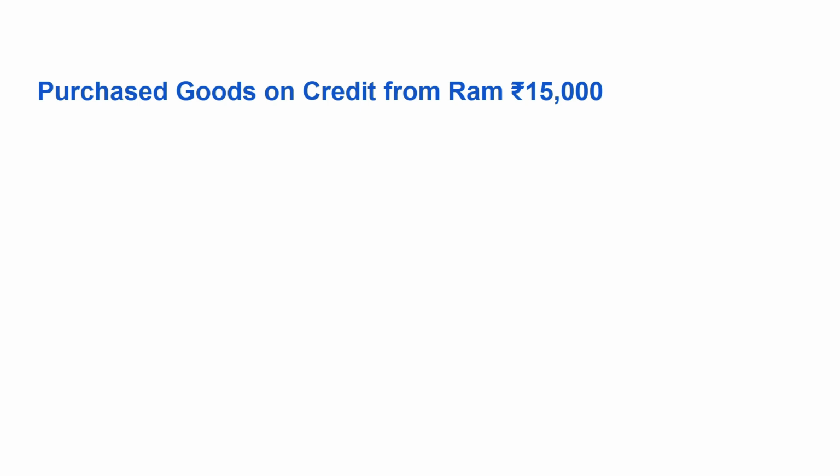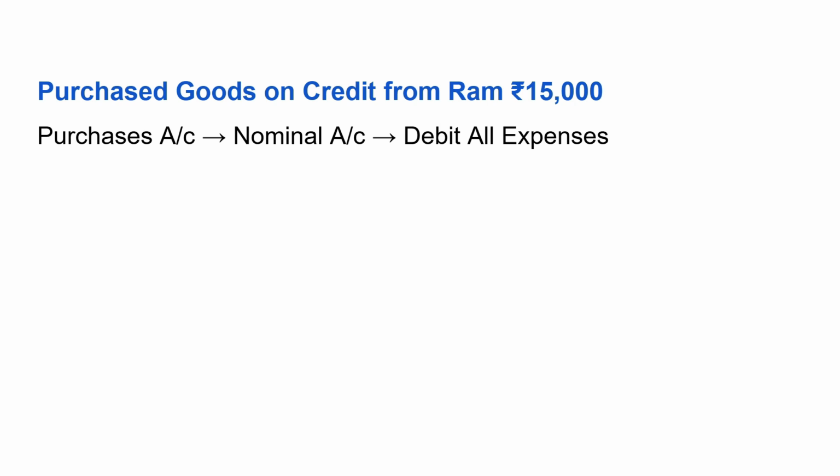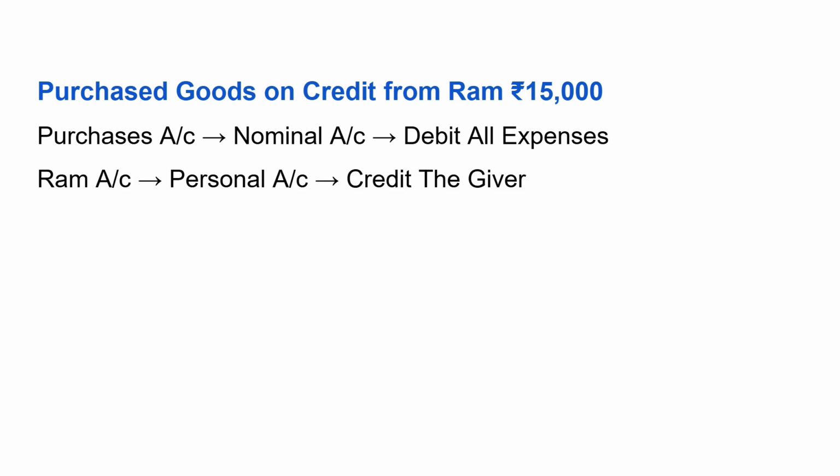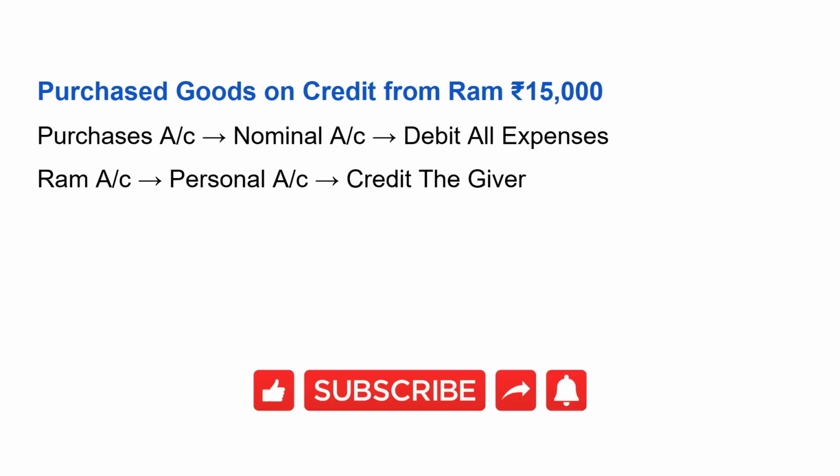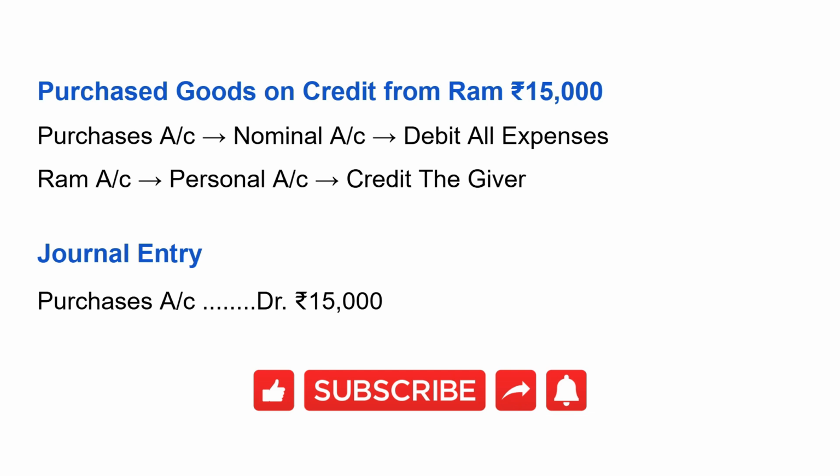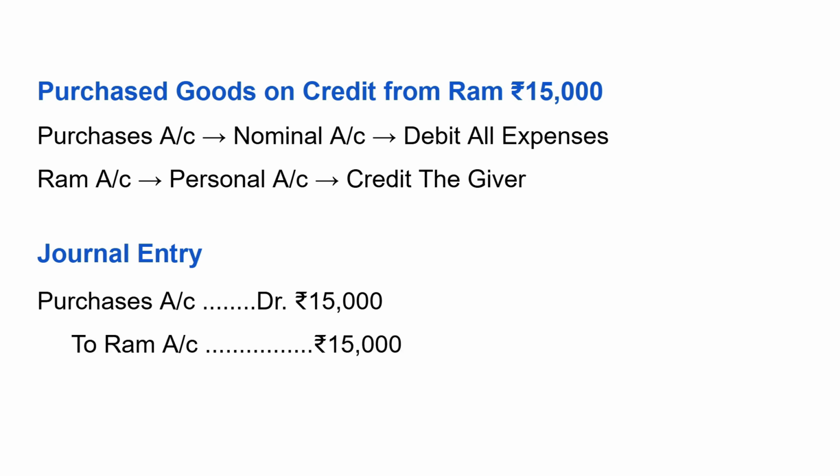Purchased goods on credit from Ram, rupees 15,000. Here the two accounts affected are purchase account and Ram account. Purchase account is a nominal account and for nominal account the rule is debit all expenses. And Ram account is a personal account and for personal account credit the giver. So the journal entry is purchase account debit 15,000 to Ram account 15,000 and the narration is being goods purchased on credit.